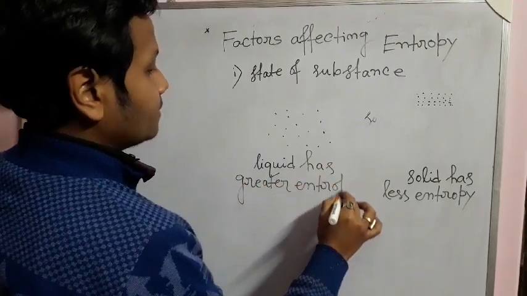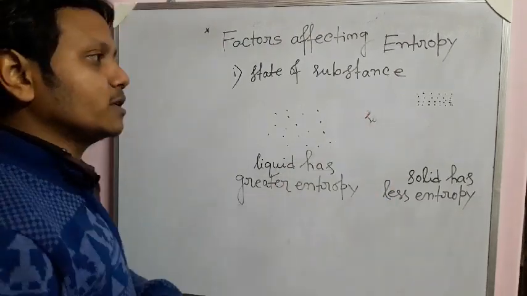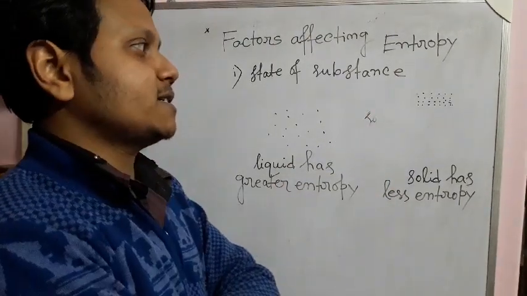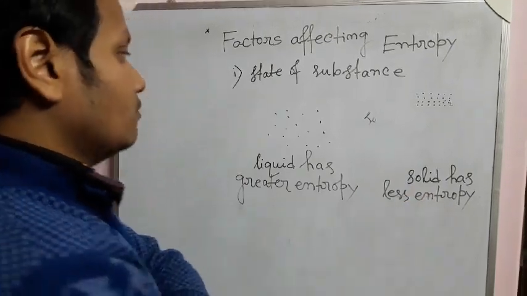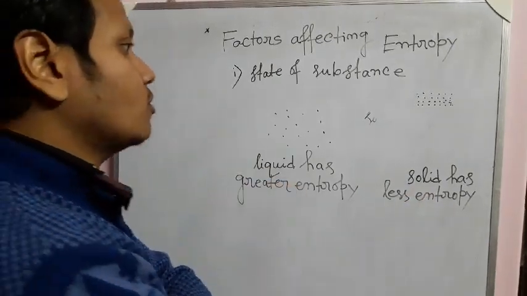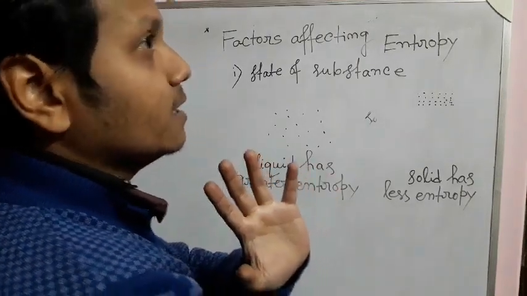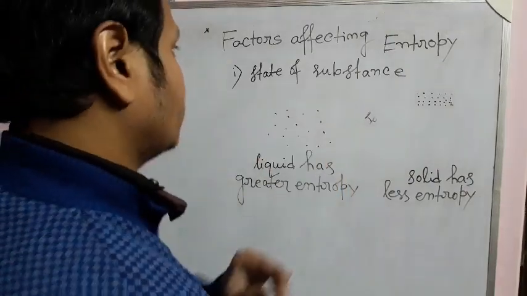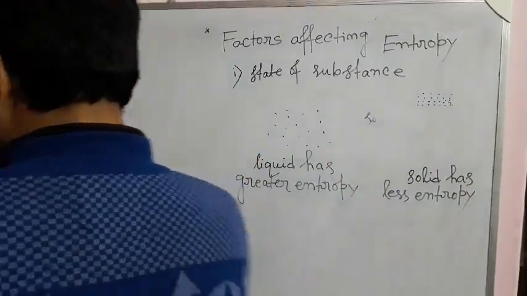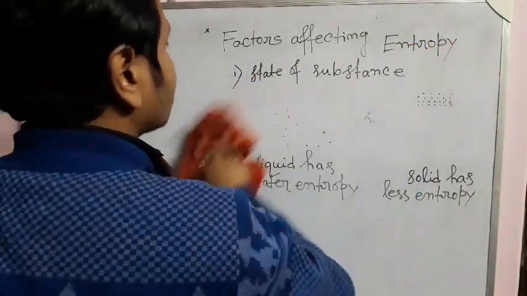The type of substance: if you consider the solid, then its molecules are arranged in a regular or ordered manner, so it has less entropy. But the molecules of liquid are not arranged in a regular manner, that means there is a disorder, so liquid has greater entropy. So this is the first, that is the state of substance.